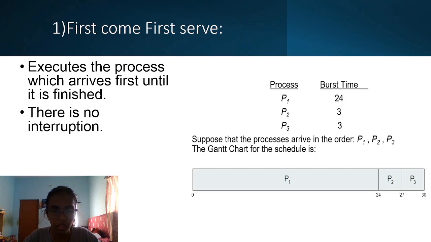The process scheduling is represented by a Gantt chart as given in this figure. Here we can see that there are 3 processes, and process P1, which is first in the order, is executed first for 24 burst time, which is the execution time. Then process P2 and P3 are executed as follows.